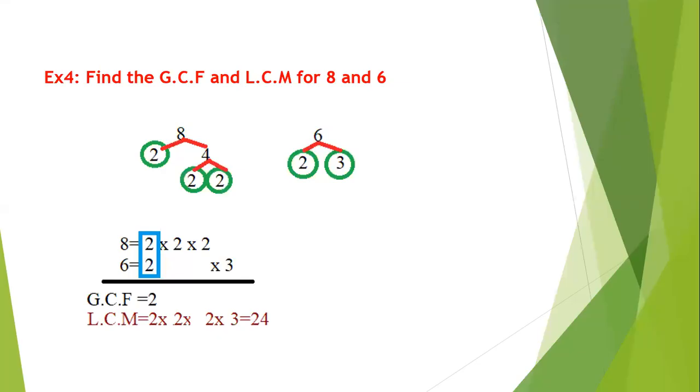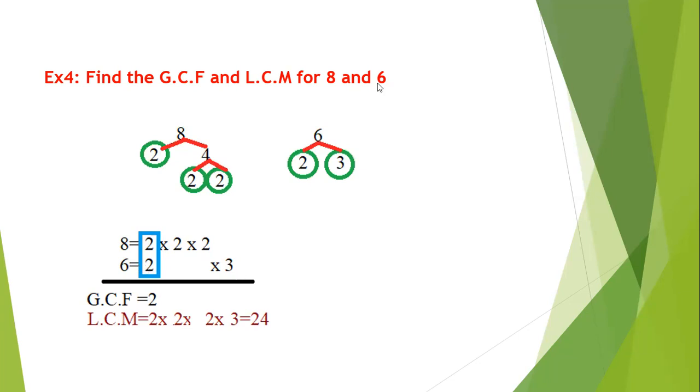Example number 4. Find the GCF and LCM for 8 and 6. Okay, first we will use the first step to find the factors of 8 and 6. Factors of 8 are 2 times 4. 2 is a prime number. Let's go to 4 and factorize 4. I can get it by multiplying 2 by 2. Then go to 6. I can get 6 by multiplying 2 by 3. Now I can write 8 equals 2 times 2 times 2, and 6 equals 2 and put 3 out.